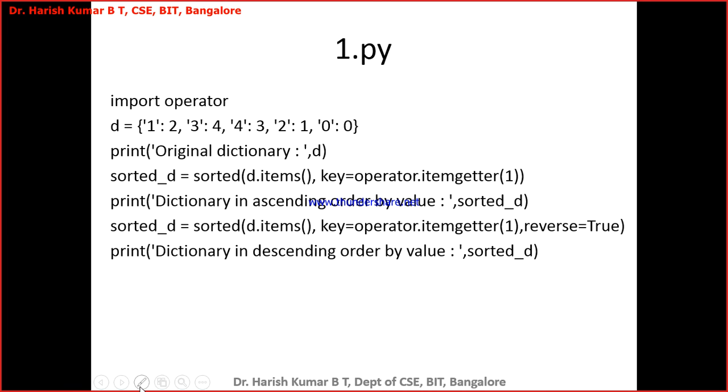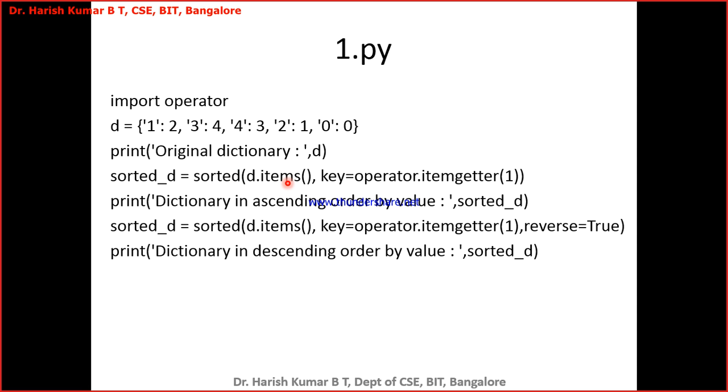Sorry. So it's a solution I'm showing you. I've imported the operator module. I'm creating my own dictionary. Some dictionary, it doesn't have any meaning. So this is the key and this is the value. All key value pairs you can see here. I'm just printing my original dictionary as it is, and then I'm calling the function sorted. Now what is it that I need to sort? I need to sort my dictionary items, d.items.